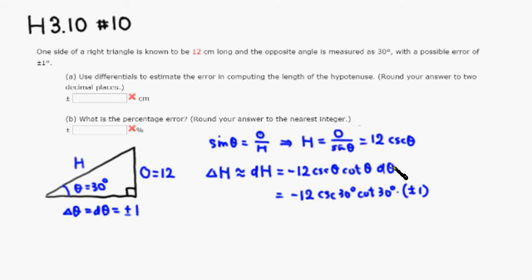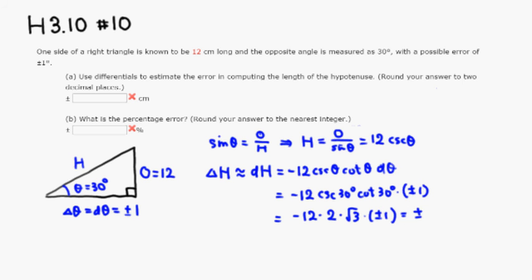So that's d theta. We have negative 12 times cosecant of 30 degrees. Cosecant is too hard, so I'm going to use sine. Sine of 30 degrees is 1/2, so its reciprocal is 2. The cotangent of 30 degrees is the reciprocal of tangent, which is 1 over the square root of 3, so cotangent is just the square root of 3. Then you multiply by plus or minus 1. We have to get this value and round it to 2 decimal places.